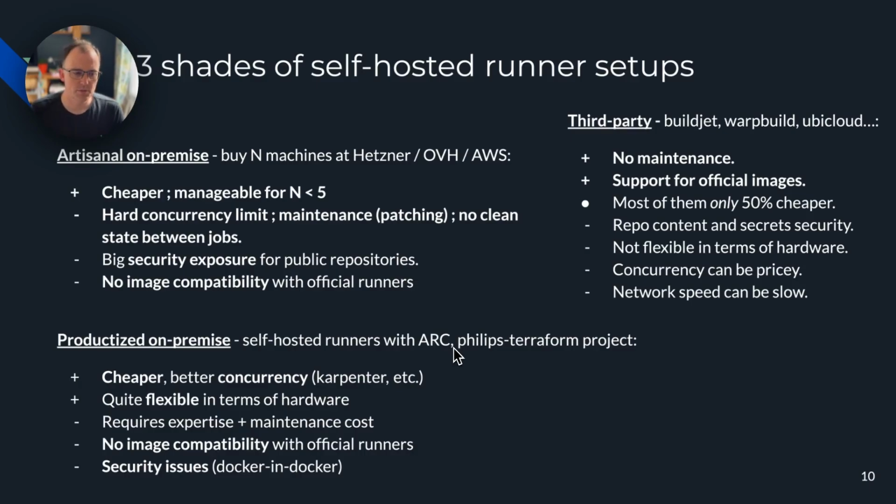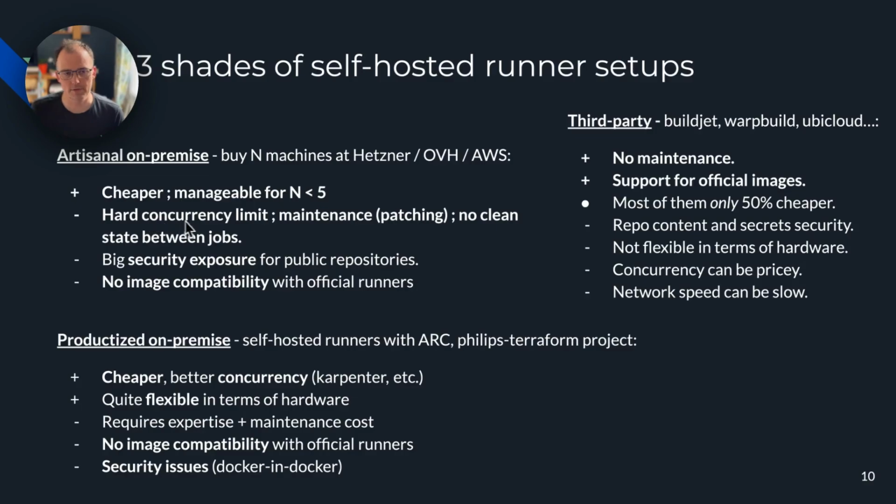But there are multiple levels of self-hosted runner setups. So the first one we've just seen, it's what I call Artisanal. You just bring your own machines, a few of them, you register them with GitHub, and here we go. So it's definitely cheaper. It can be manageable if you have less than 5 or 10 machines maybe, but then you hit some limits.